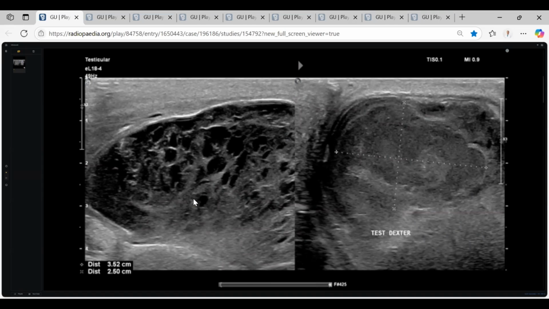What happened for the tunica? It appears intact. There does not seem to be any breach of the tunica albuginea. Are you sure? One minute, this is the most important thing in this exam. Are you sure the tunica is intact?